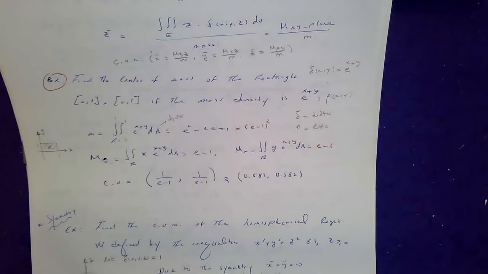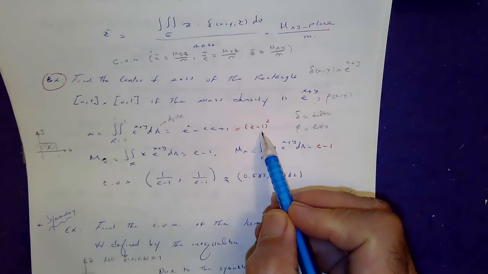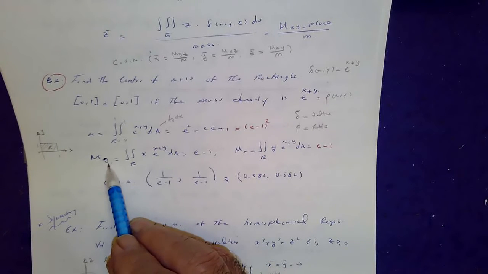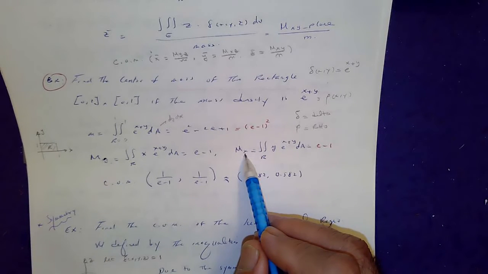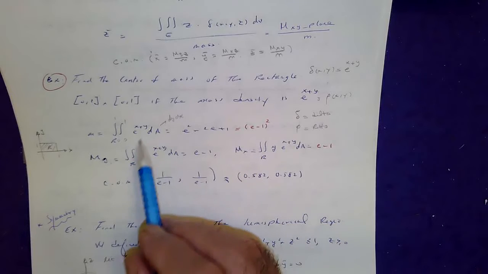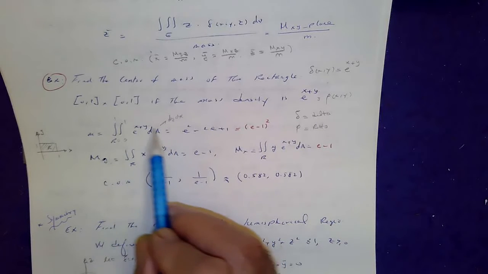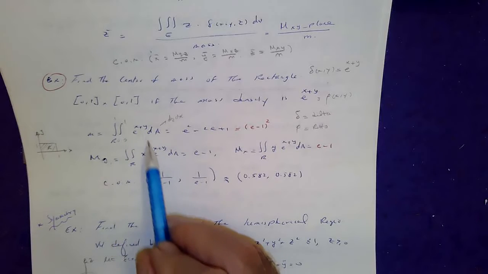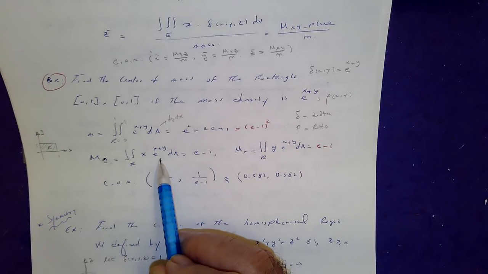That should be pretty easy integral. So there you have it. That's the answer. Now I have to find two moments, moment about the y-axis, moment about the x-axis. What do I do now? You copy the double integral for mass exactly just the way it is over here, right?